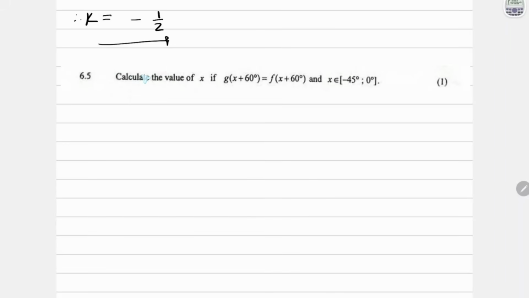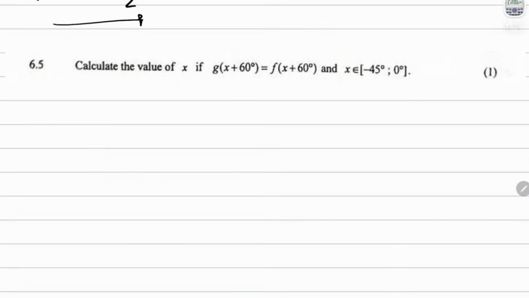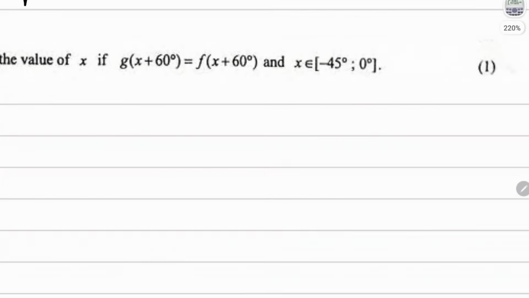Okay, so 6.5 we have calculate the value of x if g of x plus 60 degrees is equal to f of x plus 60 degrees and x is an element of negative 45 to 0. So this is one of those questions that is not as complicated as it seems. It's just because they decided to add these. You see, the thing is, they're moving, it's plus 60, right, by the x, meaning it's moving to the left. Okay, if you have plus 60 or plus by the x, it's moving to the left. If it's minus, it's moving to the right.